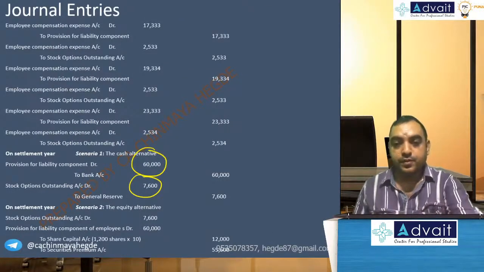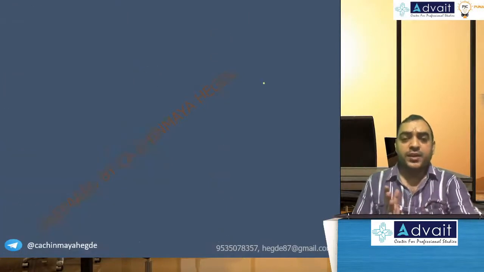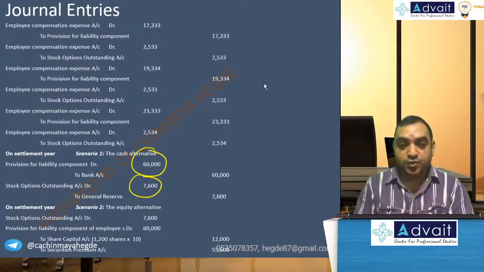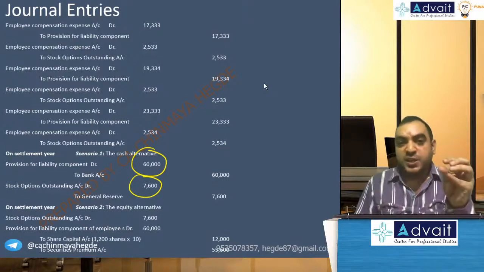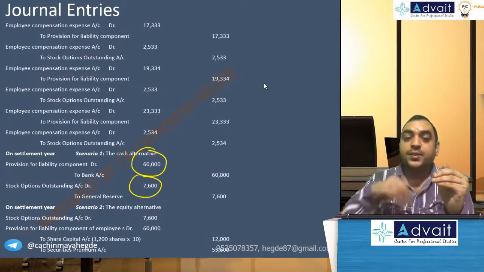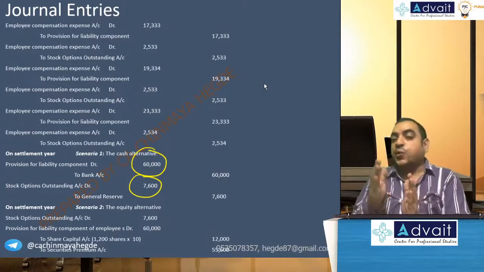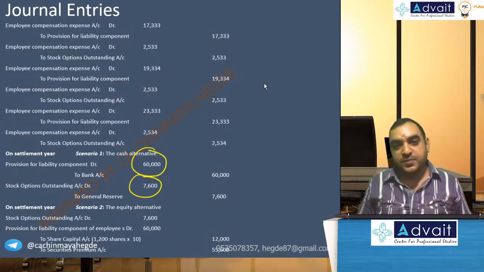Fine. So I'll explain the last entry once more. When the settlement happens in equity, you will have the liability component debited. You will have the equity component debited. What should be the credit? Face value of equity shares issued and the balancing figure, securities premium. That's all.